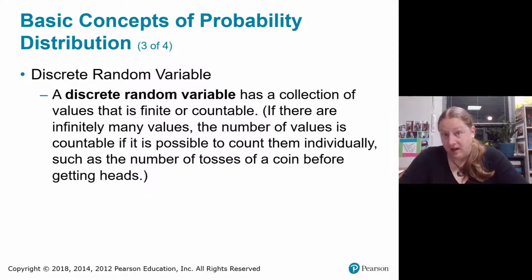Probability distributions and random variables can be either discrete or continuous. When we say it's discrete, it has a collection of values that's finite or countable. What it means for something to be countable is that you could assign a number to it and potentially count them all if you had infinite time. So there might be infinitely many values, but in theory at least, you could count them all if you had enough time. So when we're looking at tossing coins and counting how many heads we get, that's an example of a discrete random variable. Rolling a dice is a discrete random variable.